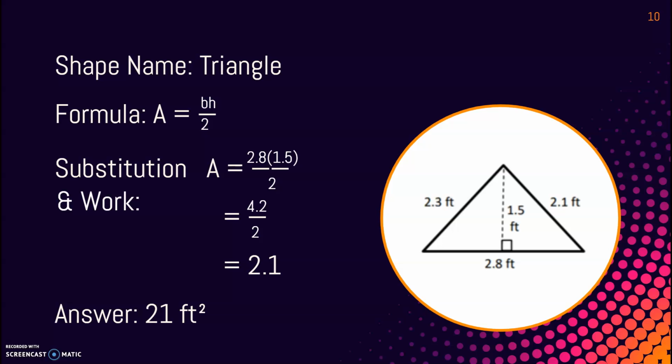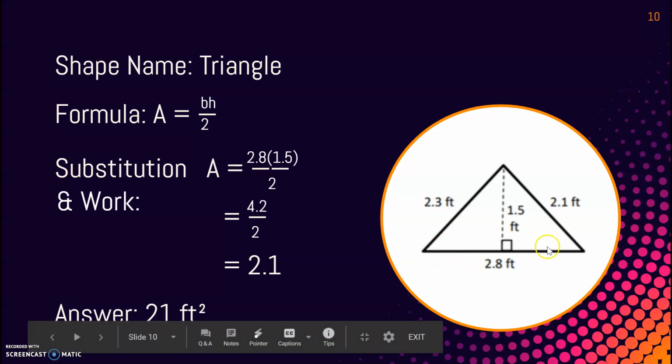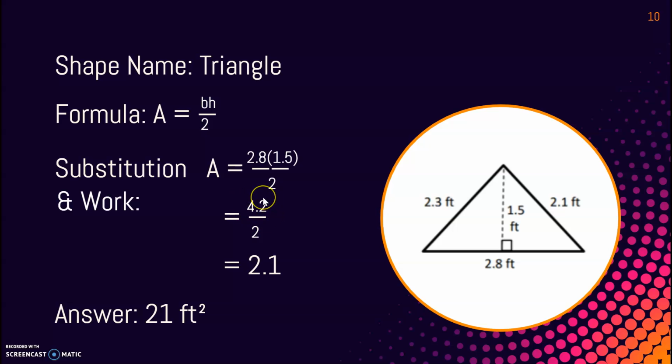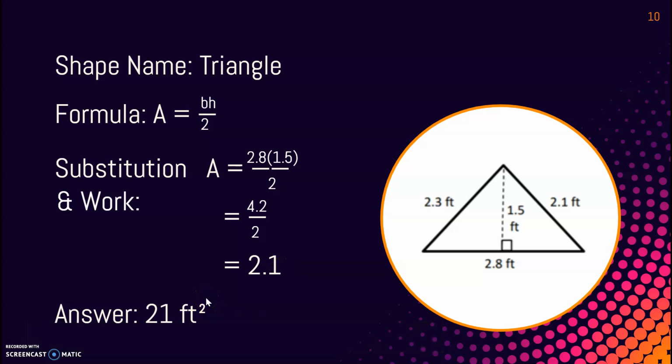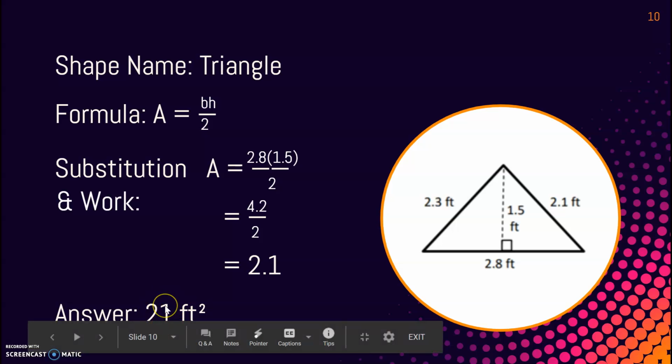For the next shape, we have a triangle. Our formula is area equals base times height divided by 2. So if we go in and do the substitution and our work, area is going to equal 2.8, which is our base, times our height of 1.5, and then again we divide by 2. So 2.8 times 1.5 will give us 4.2. Then we're going to take that and divide it by 2, which will give us 2.1. So the answer right here should be 2.1 feet squared. Sorry, it shouldn't be 21. It should say 2.1.